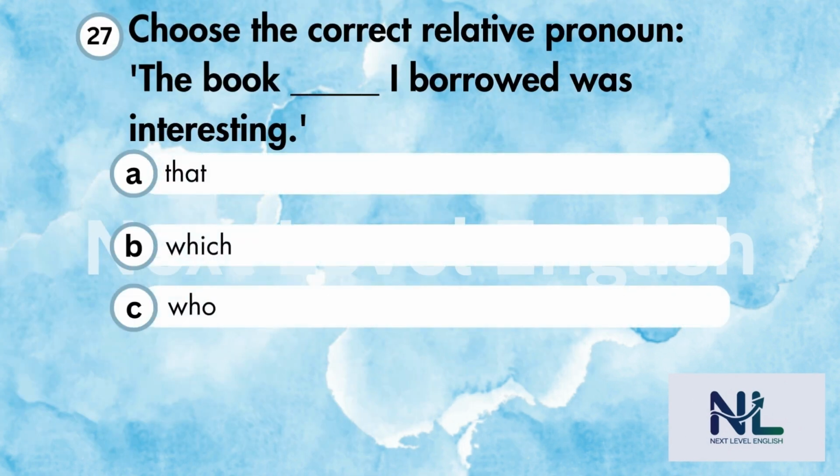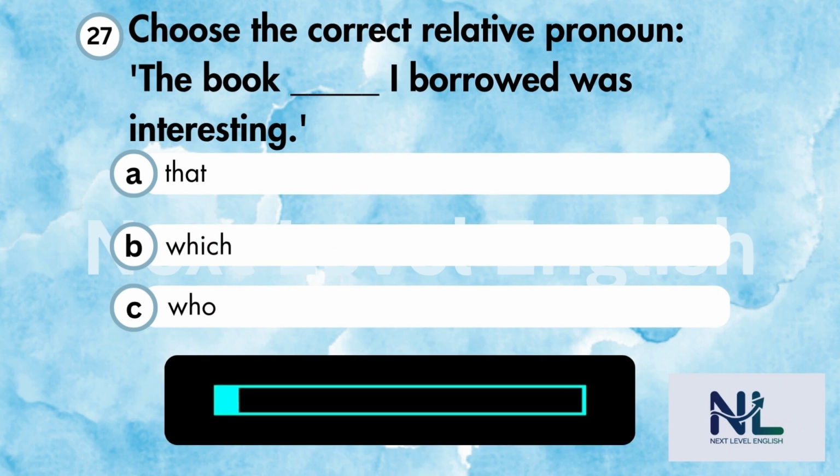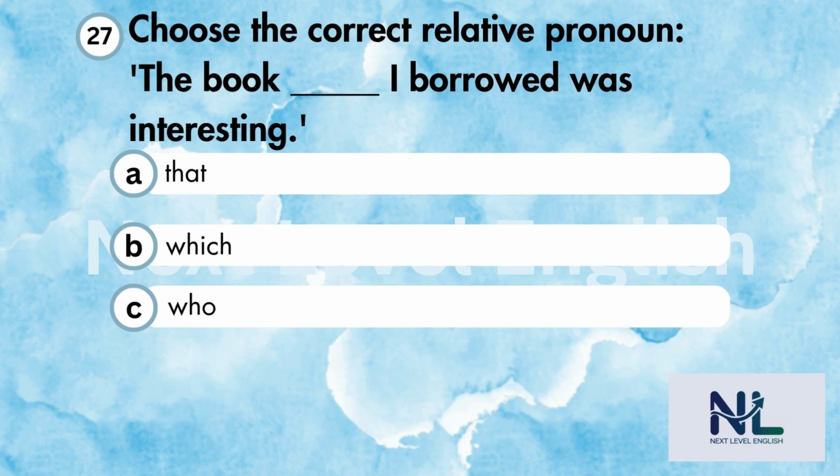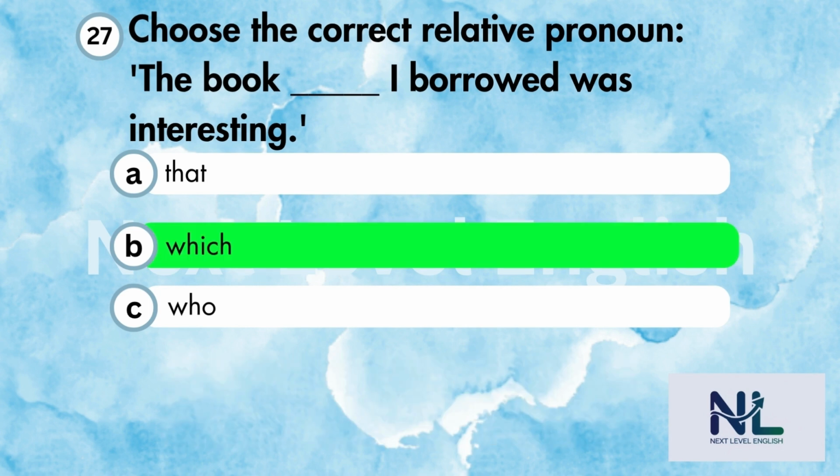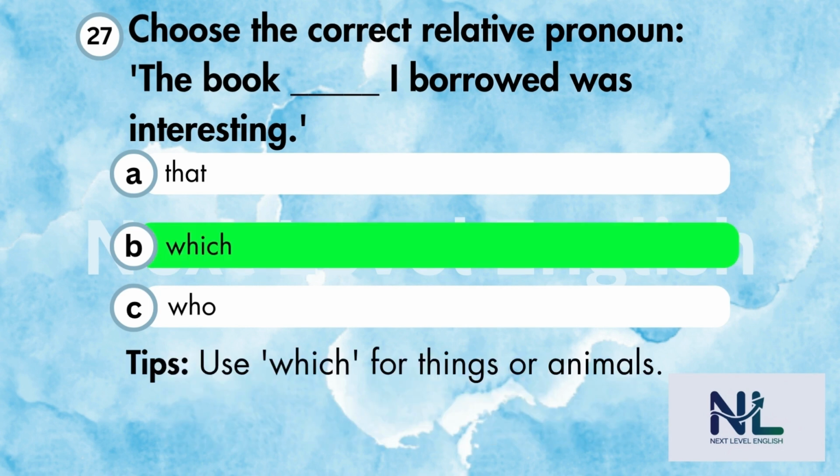27. Choose the correct relative pronoun. The book I borrowed was interesting. Which. Tips: use which for things or animals.